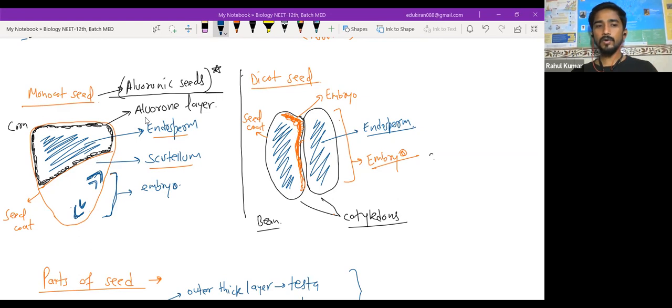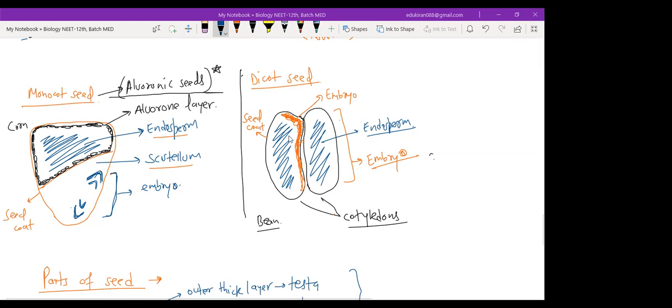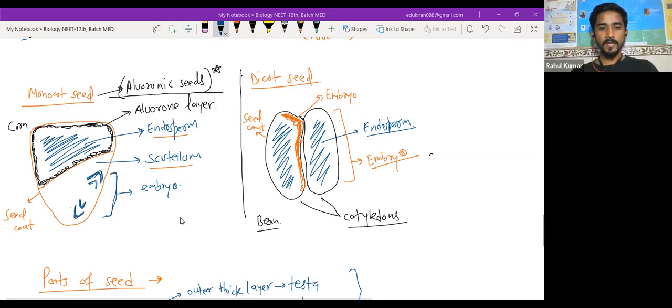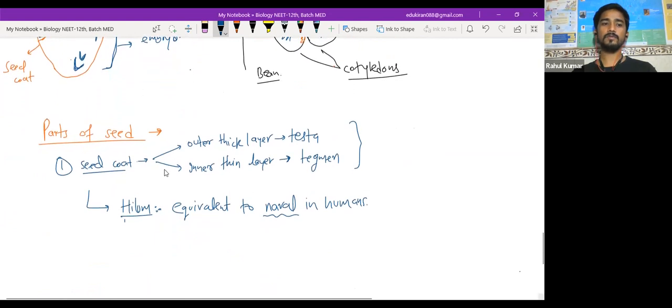Other structures like the aleurone layer, which is only present in monocots and not in dicots, can be different. And there are some other structures like the hypocotyl, which we will study today. So after that, we started with the parts of seed. The structure, I think, is clear. We started with the first part, which is the seed coat.